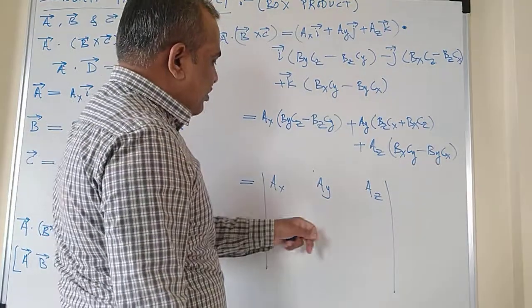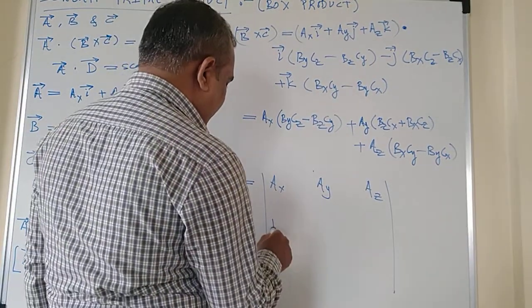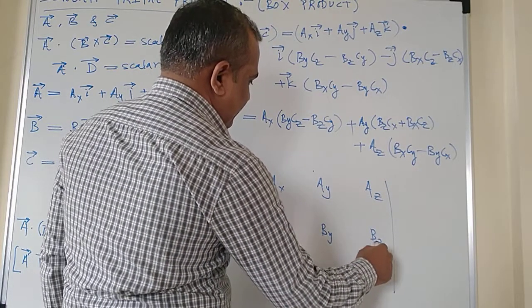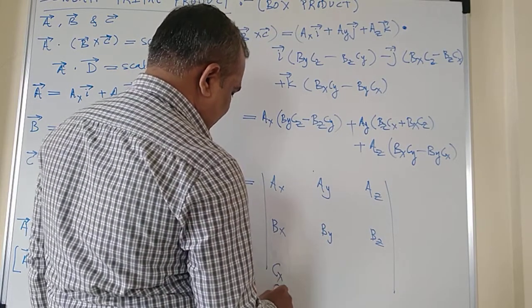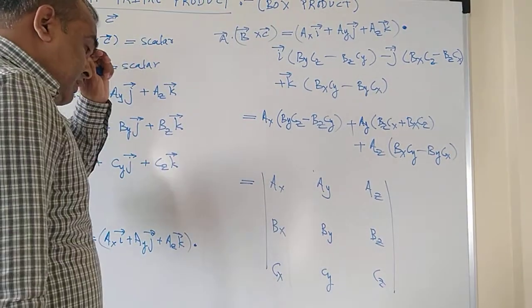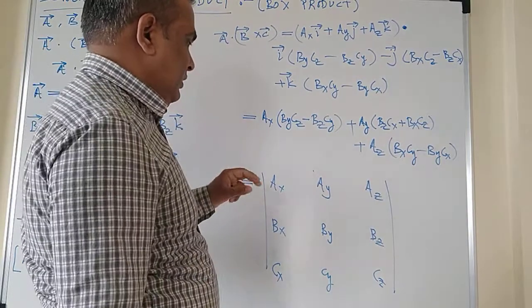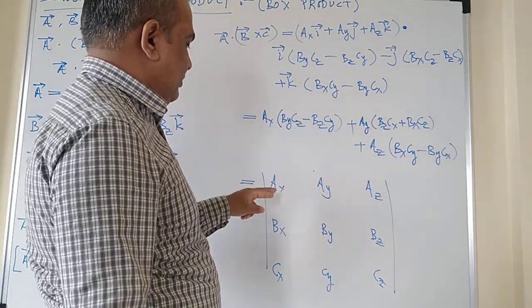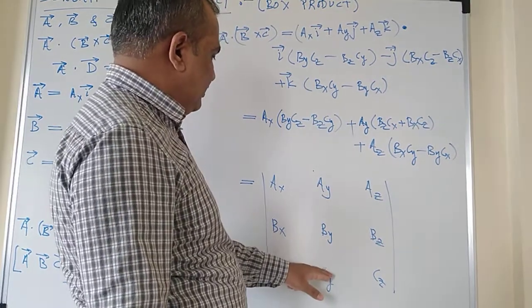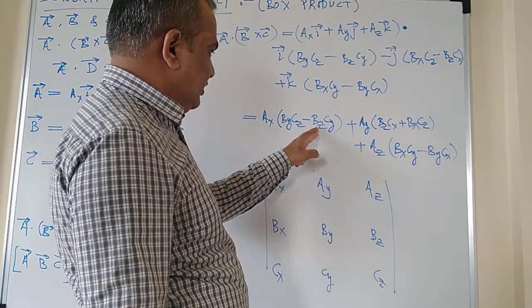What will be the second row of the determinant? It will be bx, by and bz. Similarly, third is cx, cy and cz. Now if you go in a reverse way and see, you will get this term. See, ax into bracket bycz minus bzcy. You got the same term.